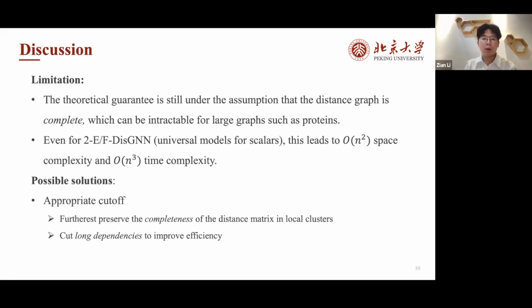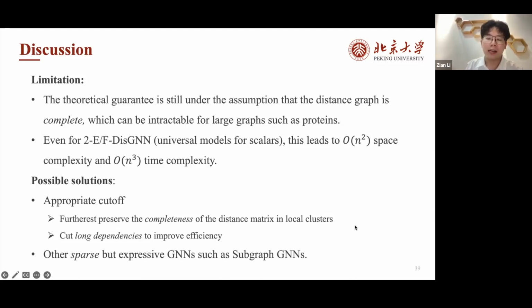So we will give some possible solutions. The first is that we can use an appropriate cutoff. By appropriate, we mean it can still preserve the completeness of the distance matrix in local clusters. This is for their theoretical expressiveness, and we can cut long dependencies to improve their efficiency. And we can also apply other sparse but expressive GNNs from the traditional graph representation learning field, for example, subgraph GNNs and so on.